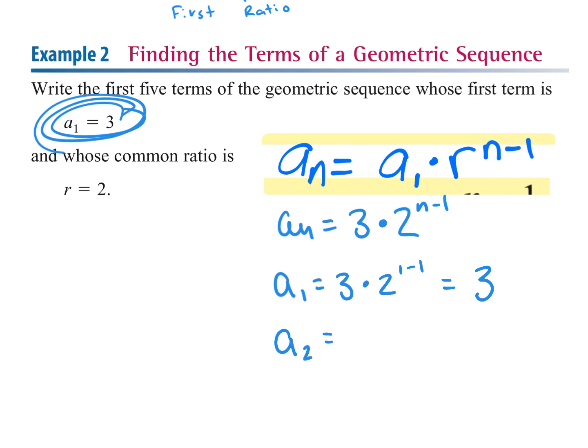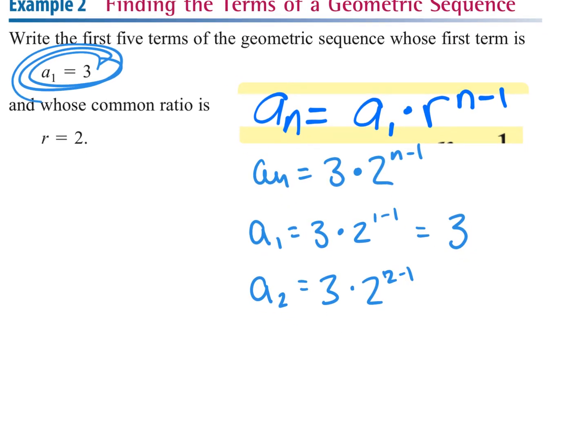So to find the second term, I'm going to plug in 2. So 3 times 2 to the power of 2 minus 1. 2 minus 1 is 1. So 3 times 2 to the power of 1. 2 to the power of 1 is just 2, and 2 times 3 is 6.